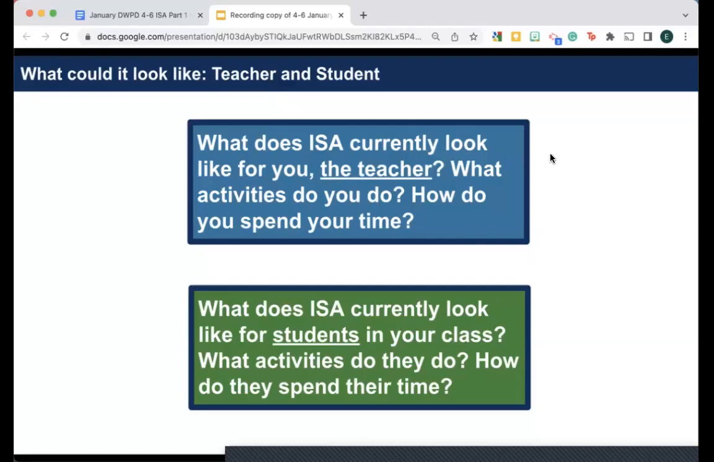And think about, what does ISA currently look like for your students? Again, it's 35 minutes. What are they doing for the first 10 minutes? What are they doing the next 10 minutes? How are they spending that time? What activities are they doing? 35 minutes is a lot of minutes. Pause and think about those questions.